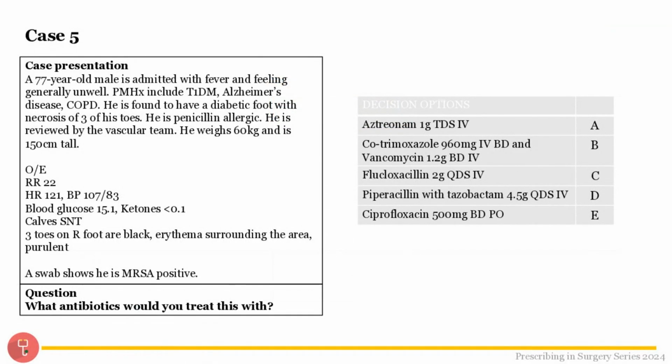Okay, so case 5, we've got a 77-year-old man who's admitted with a fever and feeling generally unwell. He's got type 1 diabetes, Alzheimer's, and COPD, and he's found to have a diabetic foot with necrosis of 3 of his toes. He has a penicillin allergy. He is reviewed by the vascular team, and that's his weight and height. He's got MRSA. So which antibiotics would you want to be treating this with?